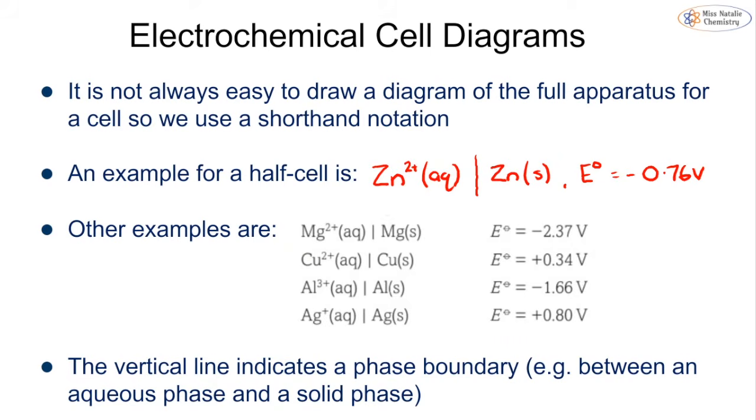So some other examples would be the magnesium ion to magnesium solid with an E value of minus 2.37 volts, and so on. So that vertical line is there to indicate the phase boundary, so you can see that we don't have the electrons here, and we take away the reversible arrow sign as well.